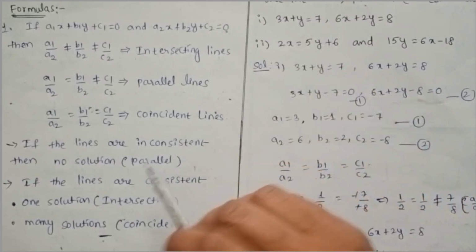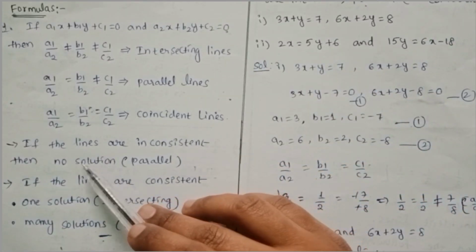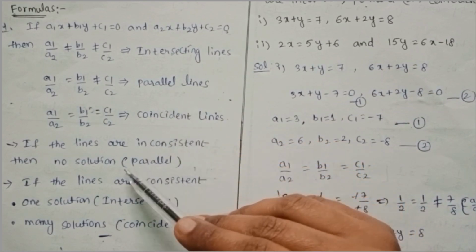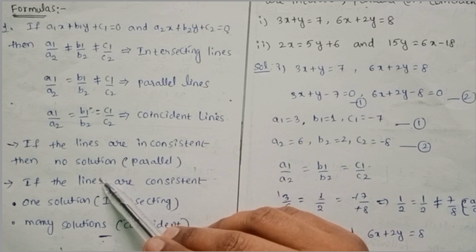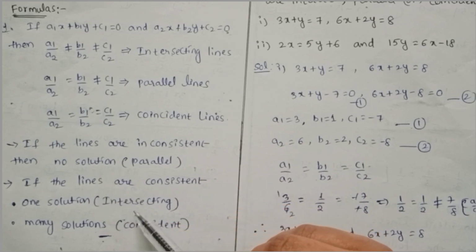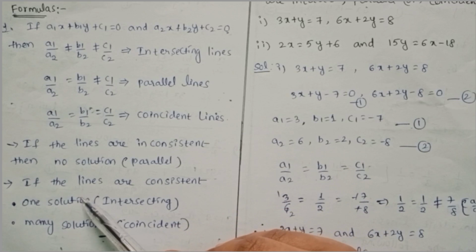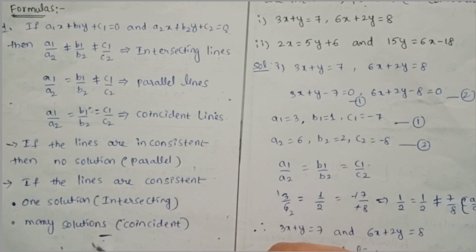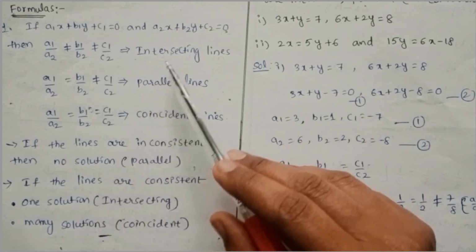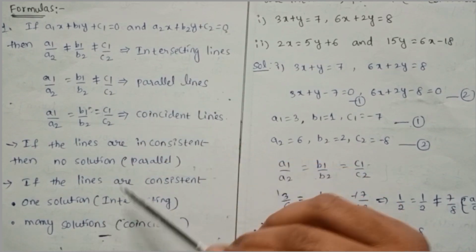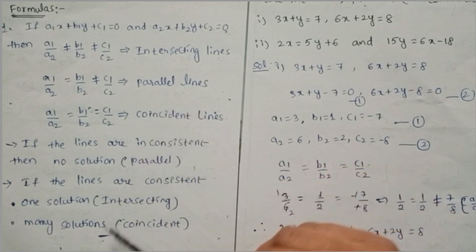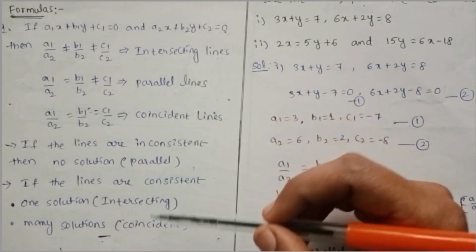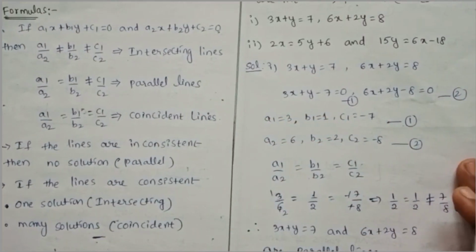Here, when the pair of linear equations is inconsistent, when there are parallel lines, then those lines are inconsistent and there is no solution for that. In two situations we can say that lines are consistent: if we have one solution and if we have many solutions. If the lines are intersecting lines, one solution, and if the lines are coincident lines, we have many solutions. Learn these formulas to do the problems in this chapter.